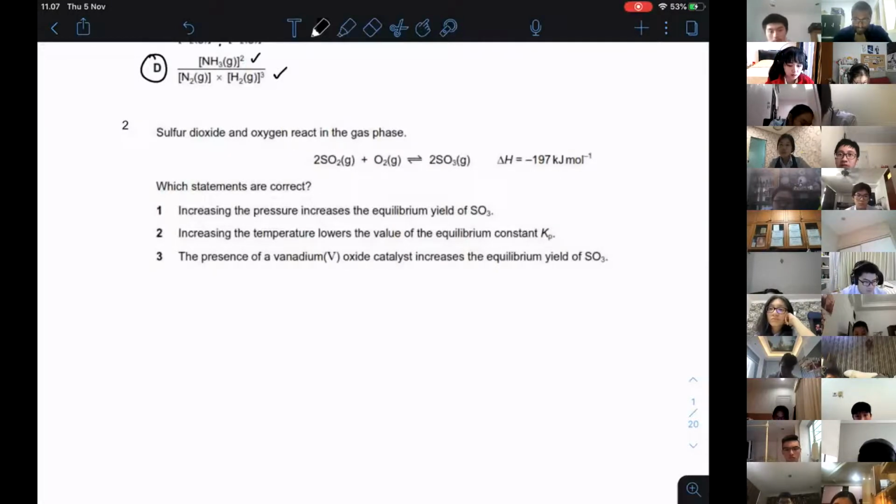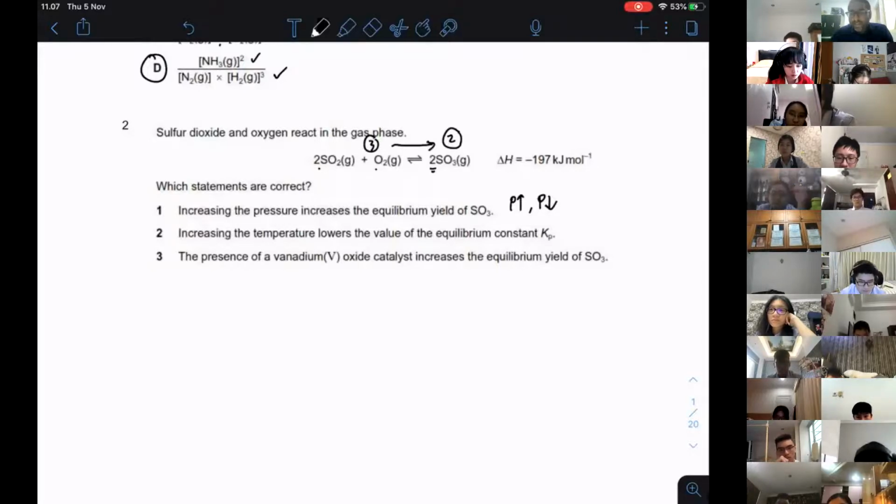Increasing pressure. Now talking about pressure, what you need to do? Do the 2 and 1, 3 first. Pressure is increased; according to LCP, I need to bring down the pressure. How do I bring down the pressure? By going towards the side that has fewer molecules. So it will go to the right. When it goes to the right, you can see SO3 will be formed more, because the position is going there. So this is correct.